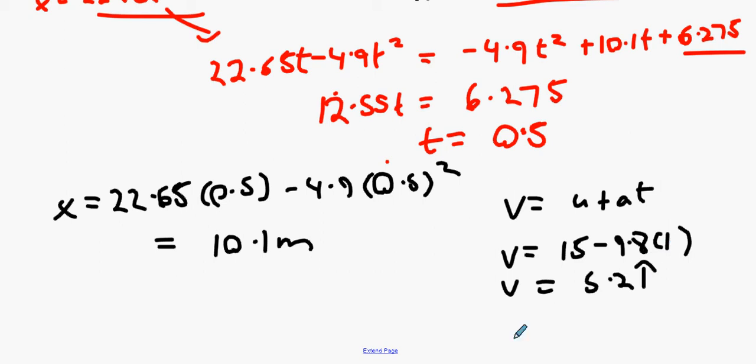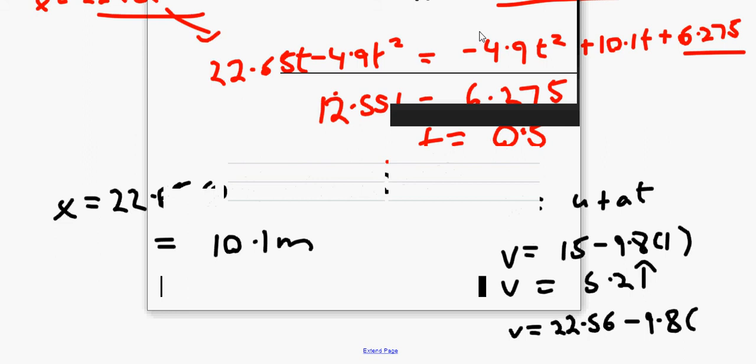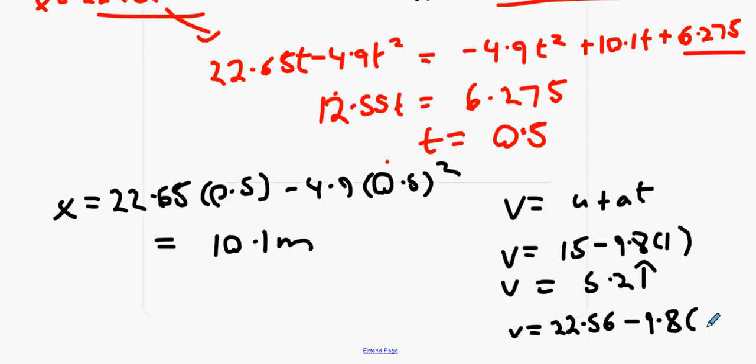The other one is 22.56 minus 9.8 times what? 0.5, because it's only in the air for 0.5. So what happens there?